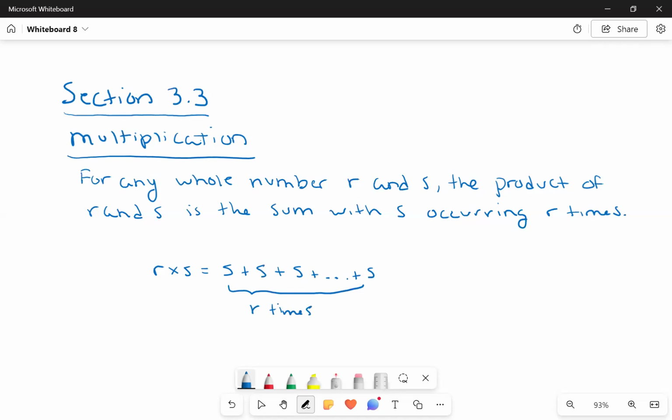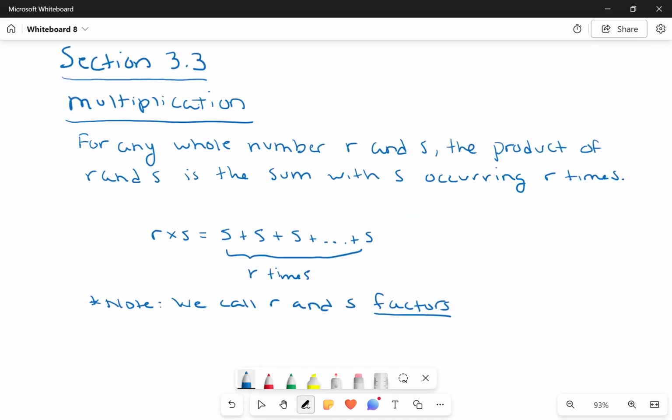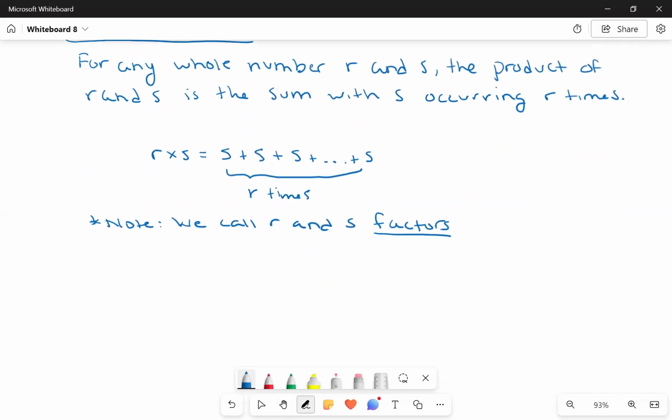Quick note in particular for the future. We call R and S factors. That word factors is something I want us to remember for the future. When we say the word factor, we want to think of them as a multiplication. Most of us are familiar with the idea that multiplication is just repeated addition, because that's basically what this is. Let's look at some visualizations of multiplication.